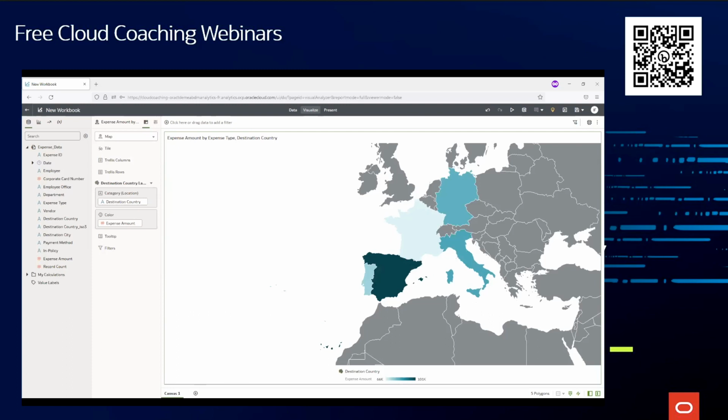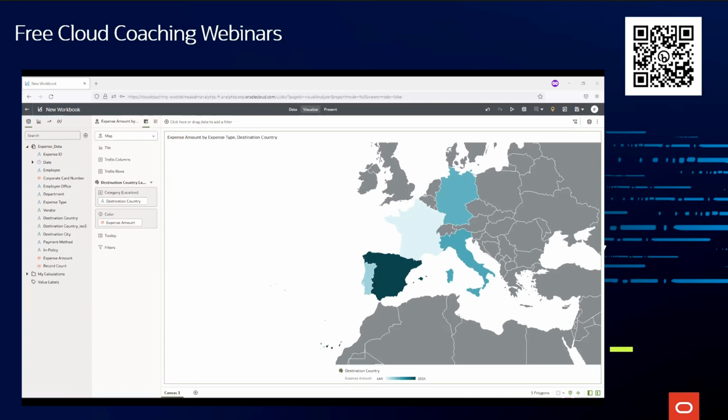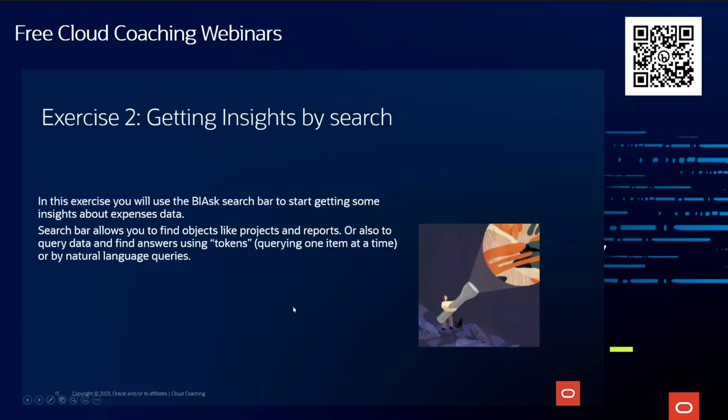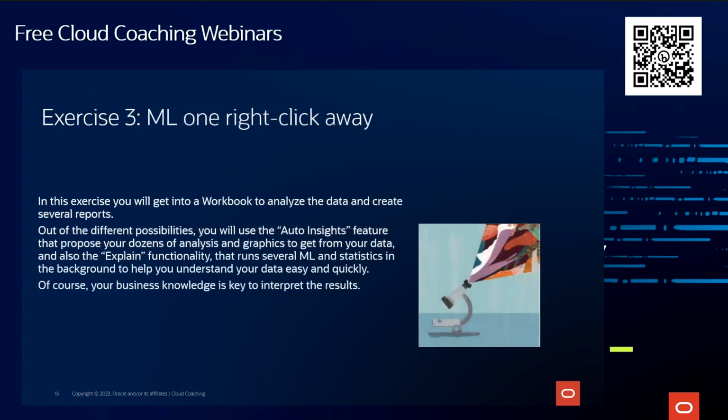And moving again back to the PowerPoint, in the second exercise, we use the search bar to find the fields that we wanted. We leverage querying the data with tokens and not with script. So we use the natural language querying part to get some insights based on the data that we have loaded this time. Next, we are moving to exercise 3.